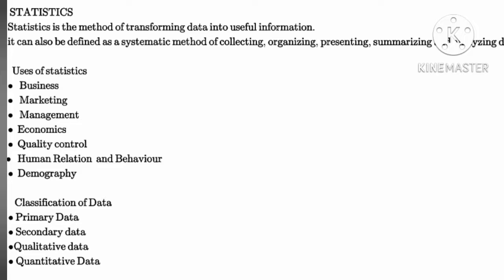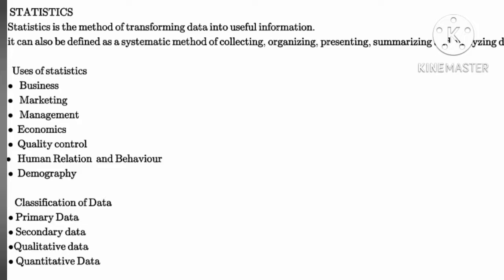We also have the classification of data. We have the primary data, the secondary data, the qualitative data, and the quantitative data. All these data vary and they have some primary similarities. For example, primary data are those data that are obtained through observation, experimentation, interview, questionnaire. All these types of data are referred to as primary data.